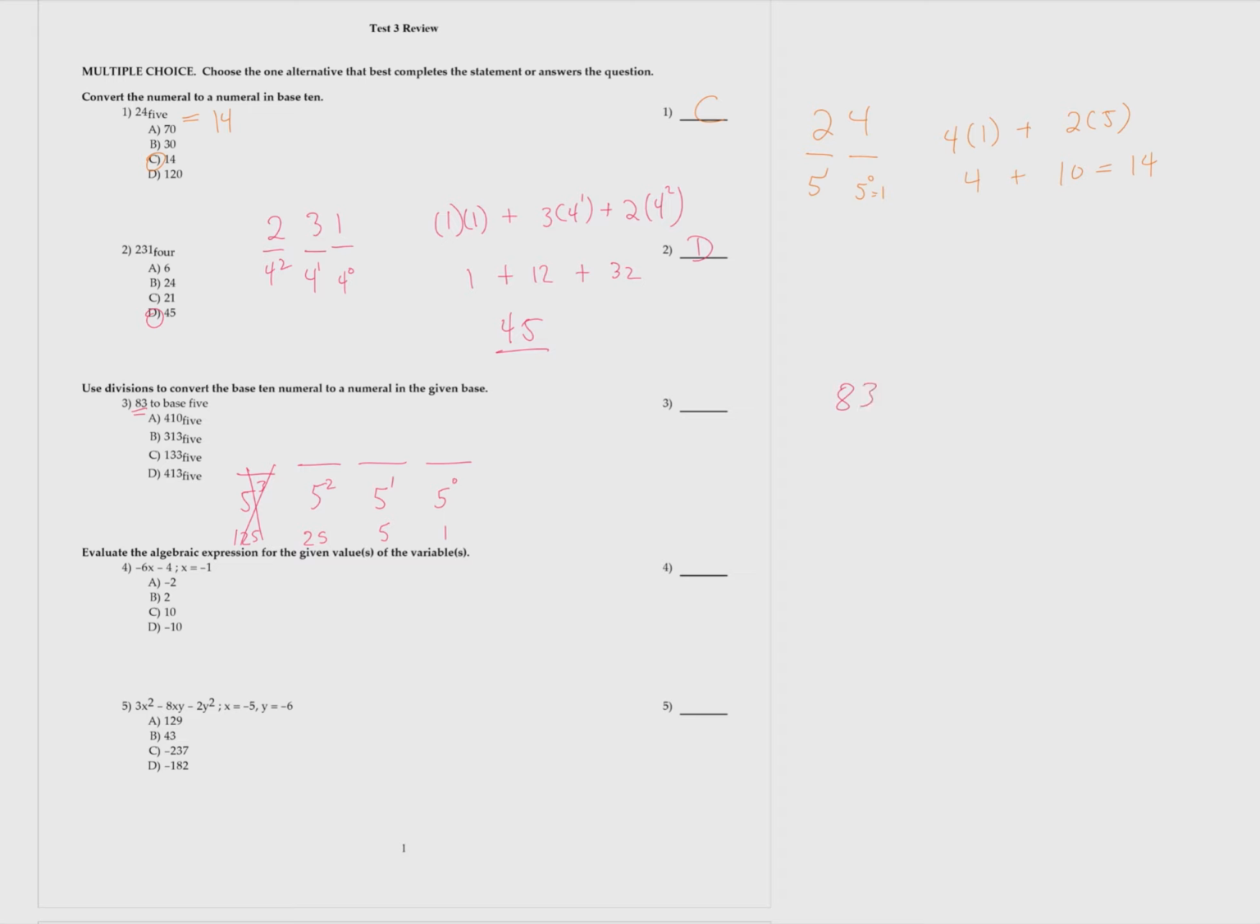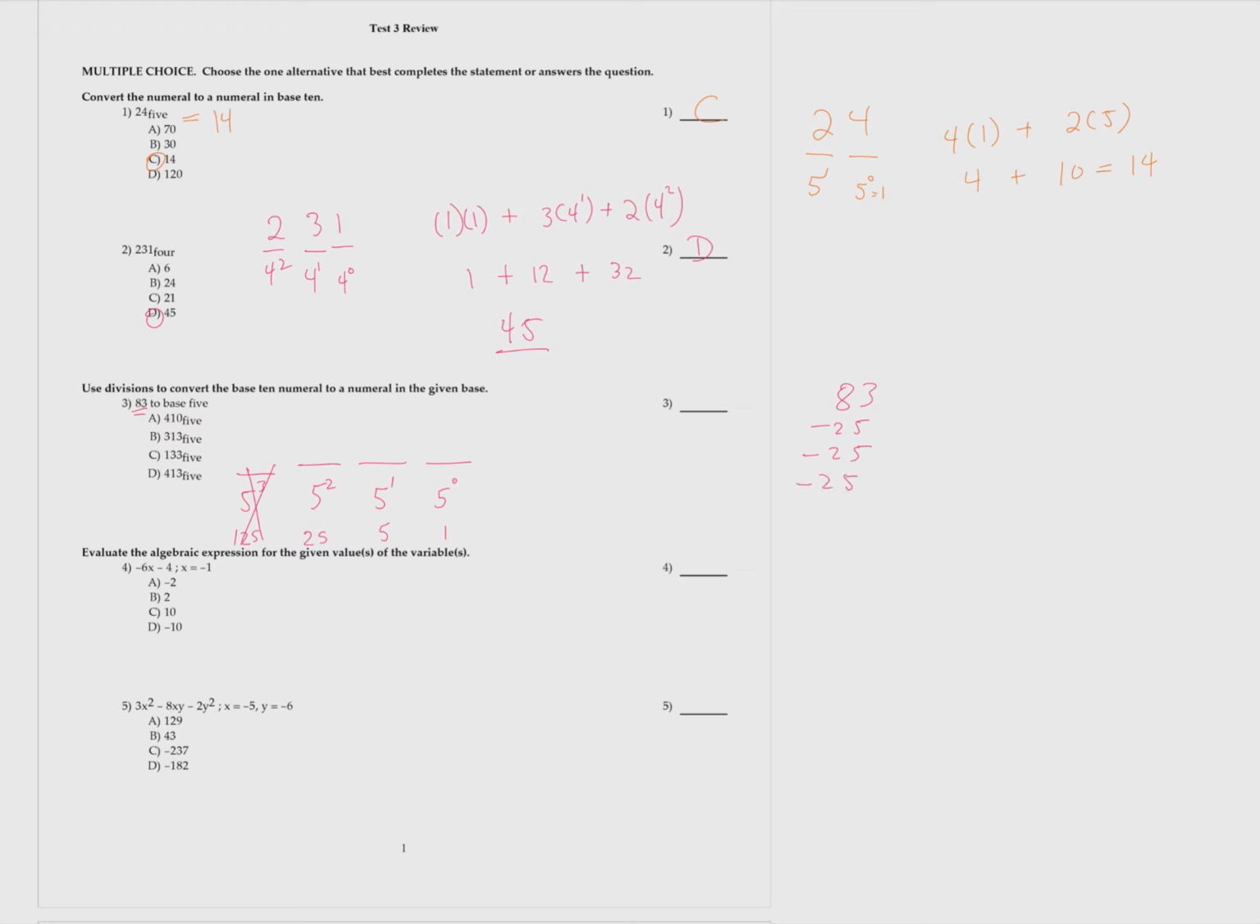If you have 83, how many times can I take away 25? Well, I can take it away once. Let's see, I'm gonna take a calculator out and see what it is. 83 minus 25 is 58. I can take it another time, take it twice, and another 25 away gives me 33. It's still bigger than 25. We can take it a third time.